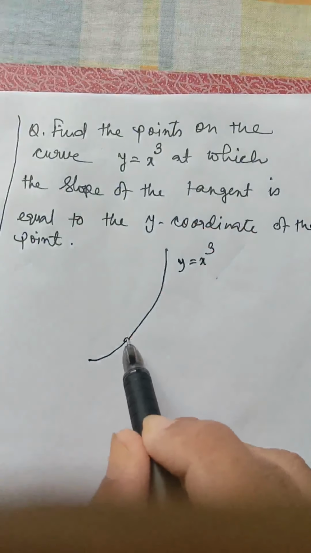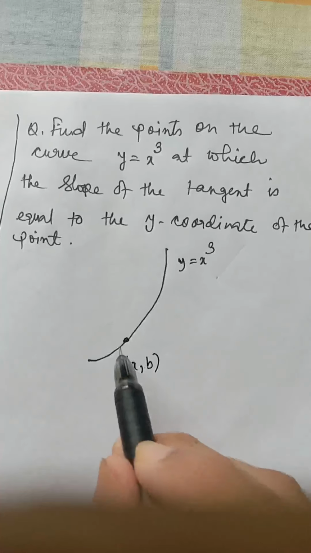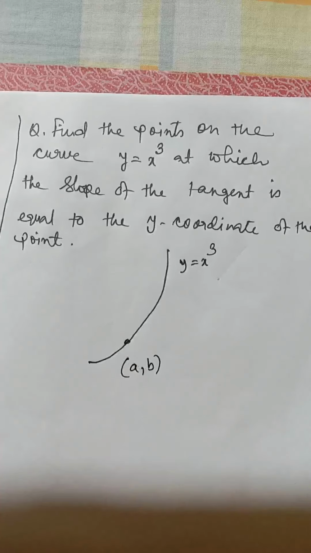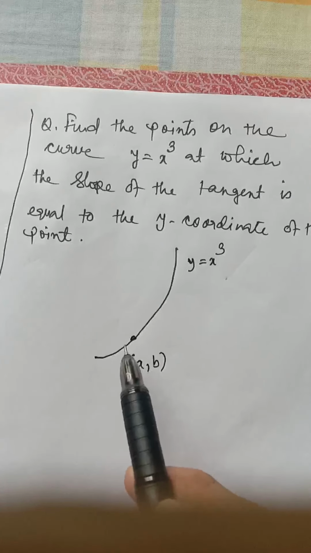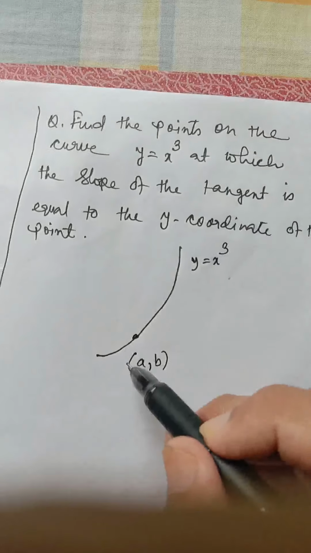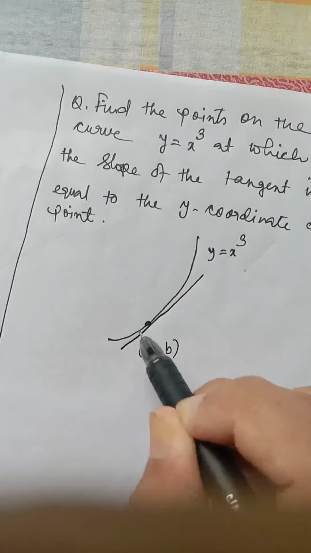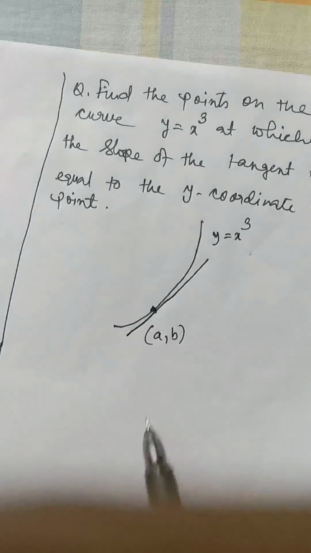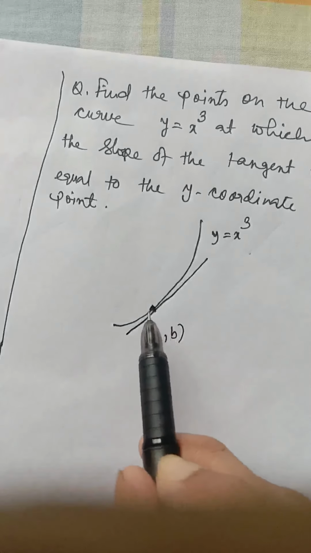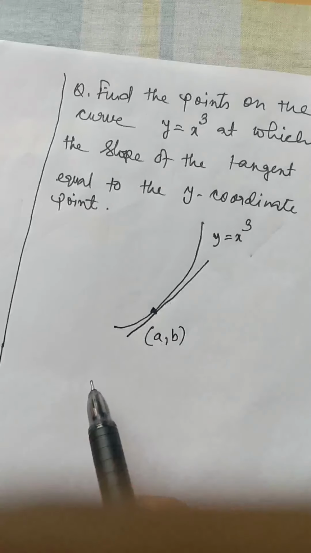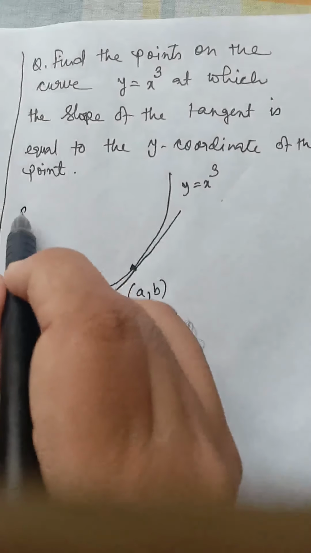Suppose (a, b) is a point on the curve. We have to find points on the curve at which the slope of the tangent is equal to the y coordinate. That means at the point (a, b), if we draw a tangent to the curve, then for this point the slope of the tangent is equal to the y coordinate of the point. One by one.